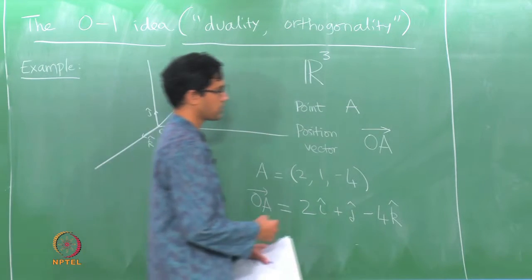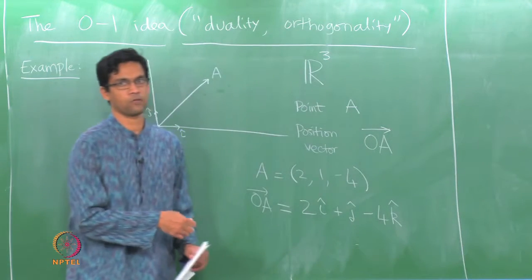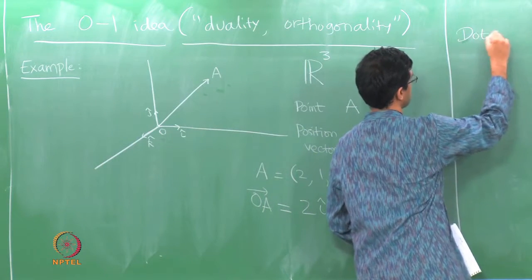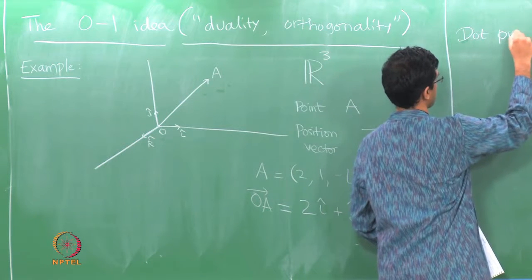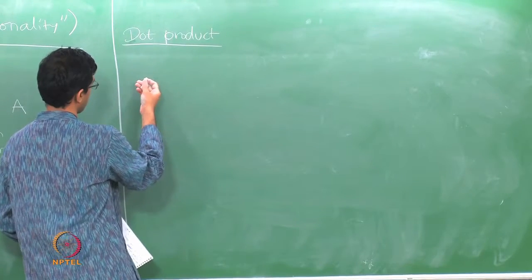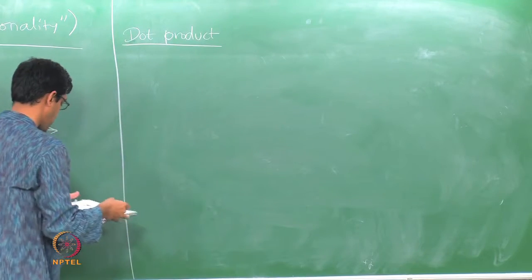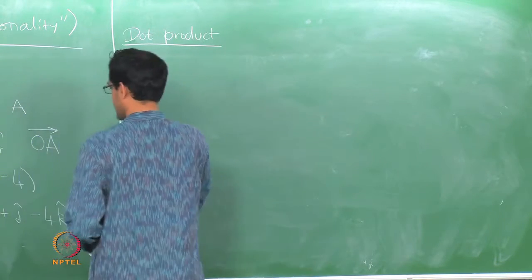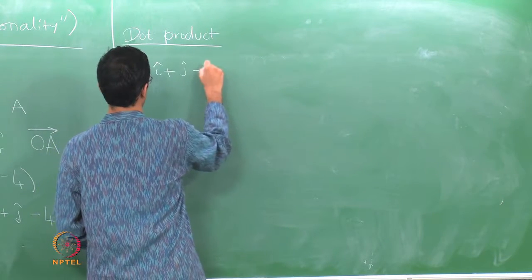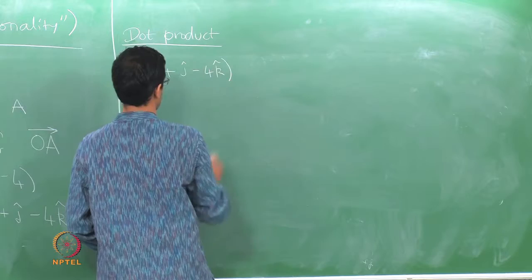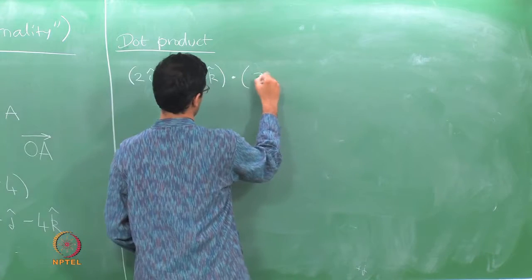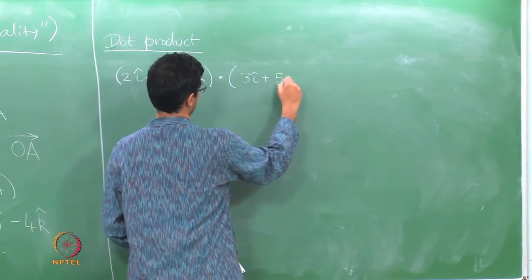Now there are natural operations that one can perform on vectors. There are 2 of them, called dot and cross product. For now let us just recall what the dot product of 2 vectors meant. Let us again just do it by example. Suppose I have a vector, let us even take the one that we wrote down, 2i plus j minus 4k. The dot product, sometimes also called the scalar product, with, let us say, 3i plus 5j plus 7k.